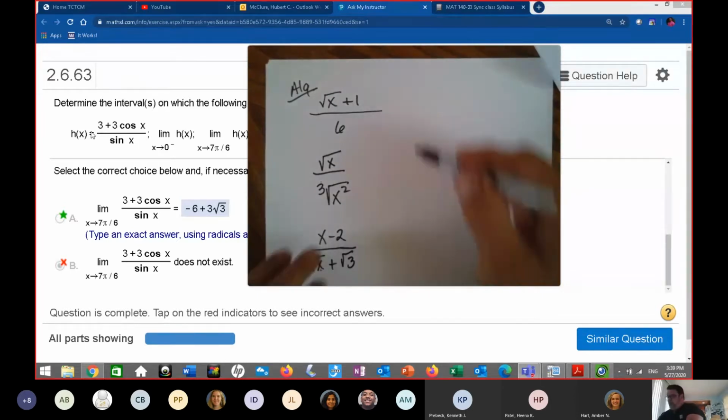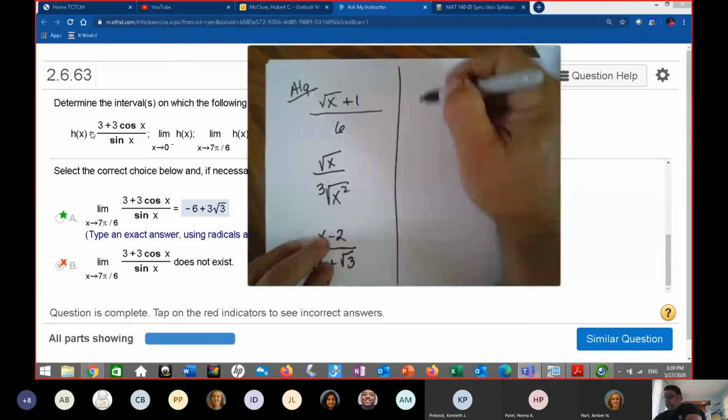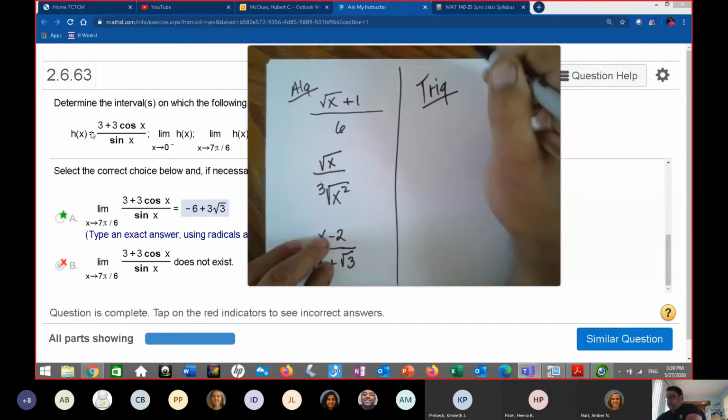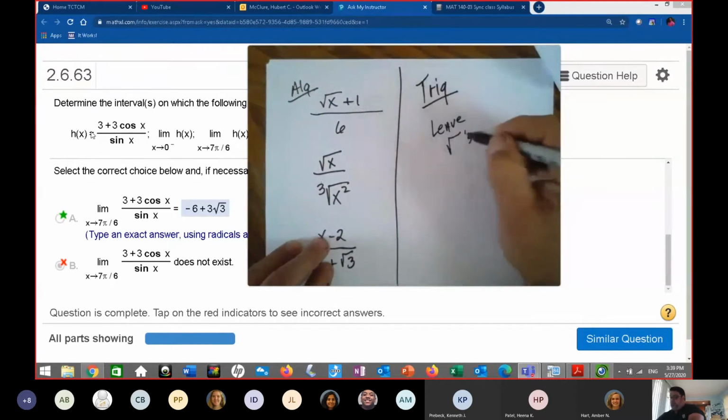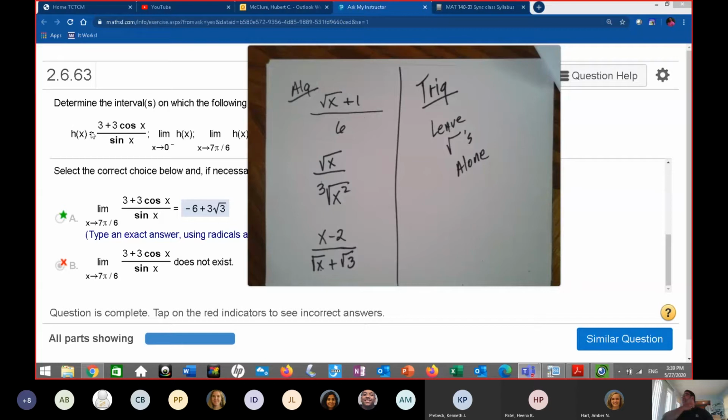When you're working with a trig problem, leave the radicals alone as far as an answer. As far as rationalizing, because you don't want to rationalize. Now, you can rationalize, like when you do the special angles and you get 3 over the square root of 3, then yes, you go times square root of 3 over square root of 3, and you get 3 square root of 3 over square root of 9, which is 3, and that cancels.